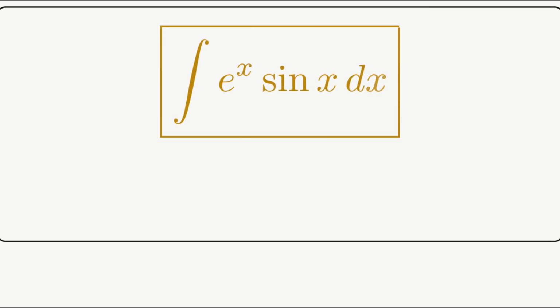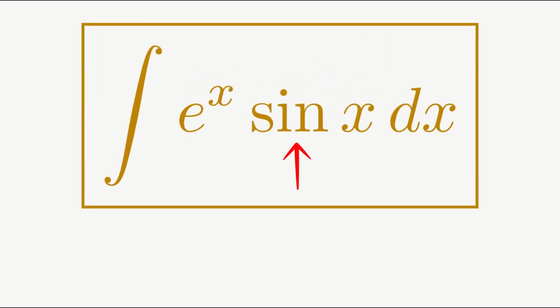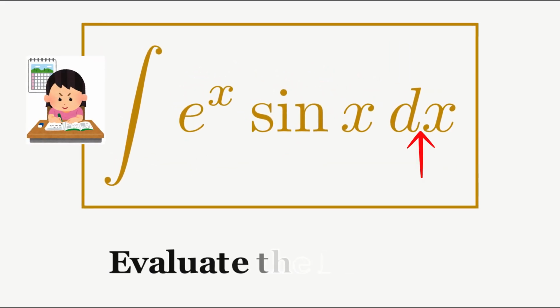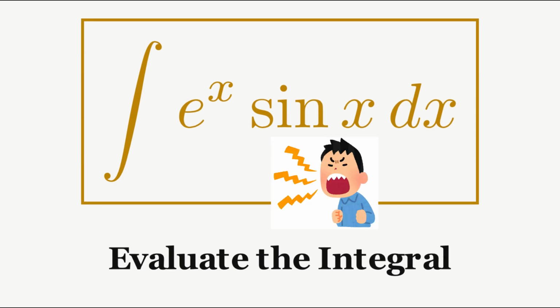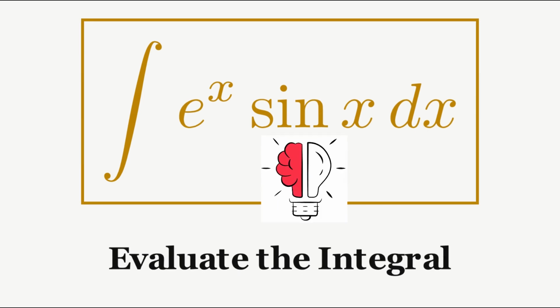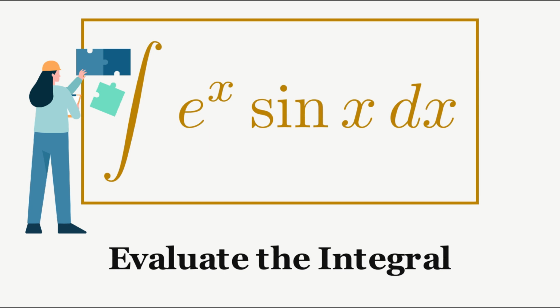The integral of e to the power x times sine x with respect to x. Most people try integration by parts once and quickly realize they're stuck, but here's the amazing part. If you apply the same method a second time, the original integral comes back. So how do mathematicians escape this loop? Let's discover the elegant trick together.